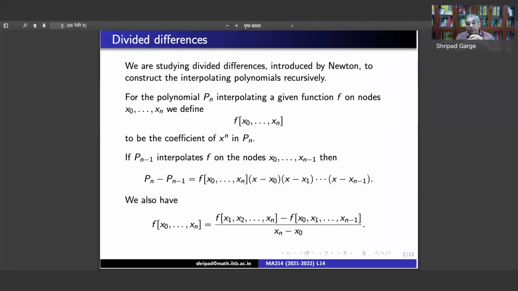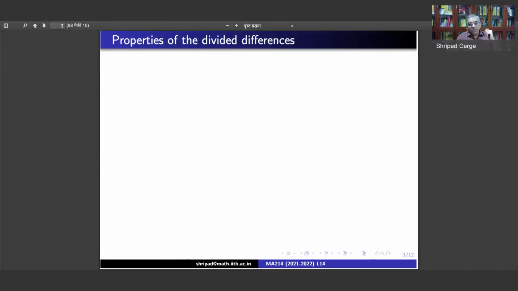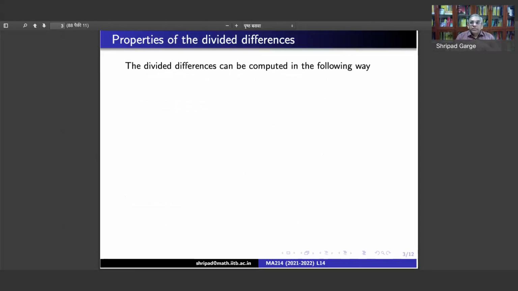We have also noted that the divided difference f of x naught up to xn does not really depend on the ordering. Whichever way you order your nodes, the coefficient of x power n in that polynomial Pn is going to be the same. So that's a nice thing about it, and we will study some of these properties of the divided differences.